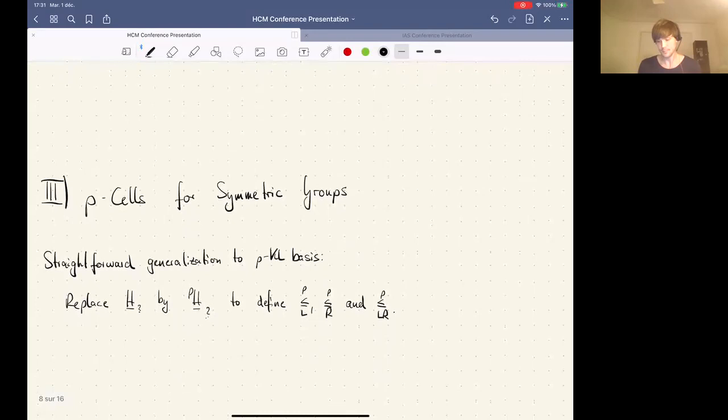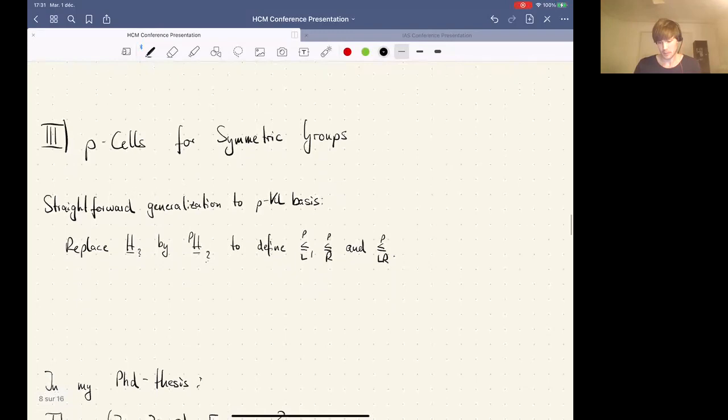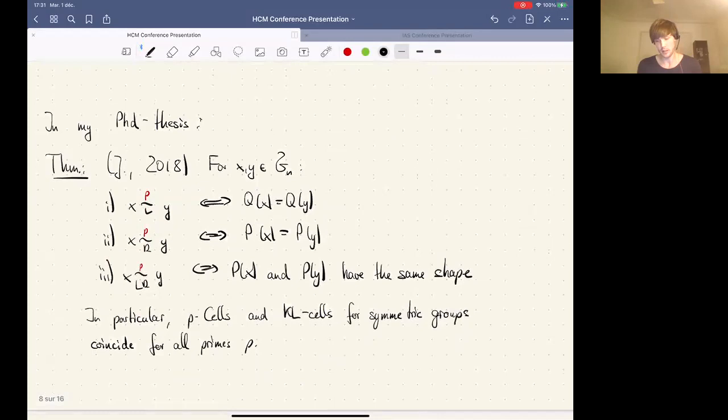Now it might be a bit surprising, but in my PhD thesis I actually show that we can carry over exactly the same characterization of the cells to this p-cell setting. Again, two elements in the symmetric group lie in the same left p-cell if and only if the Q symbols agree, they lie in the same right p-cell if and only if the P symbols agree, and they lie in the same two-sided p-cell if the P symbols have the same shape. So in particular, this means that the p-cells and the Kazhdan-Lusztig cells for symmetric groups coincide for all primes p.